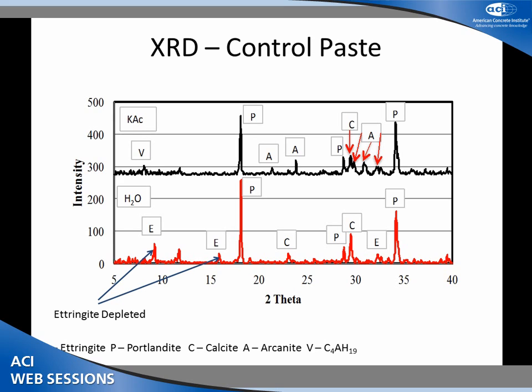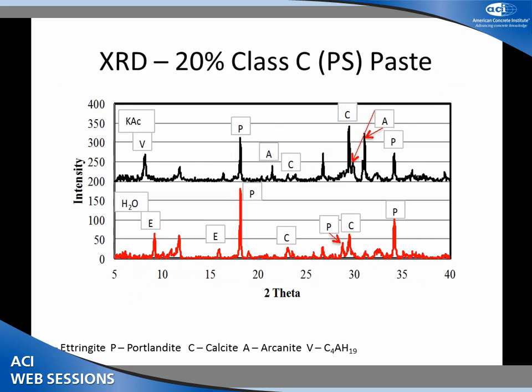However, once we put everything in potassium acetate, you don't see the ettringite there anymore, and you actually start forming arcanite, which is potassium sulfate, and a calcium aluminate phase. So we think these two are forming from the depletion of the ettringite. We do see a little bit of a Portlandite depletion as well. And similar thing whenever we looked at these Class C fly ash mixes. Again, ettringite will go away. You start forming these calcium aluminate phases and arcanite in your samples.